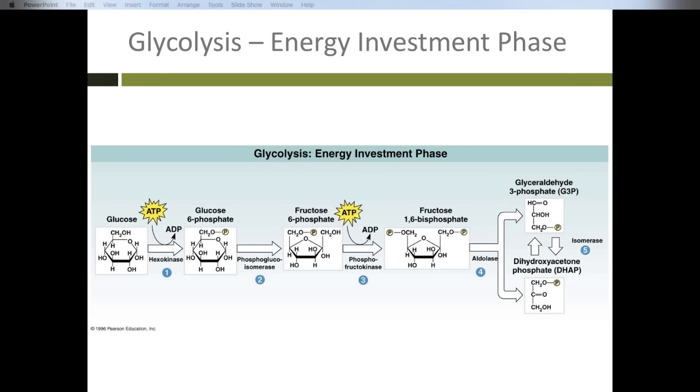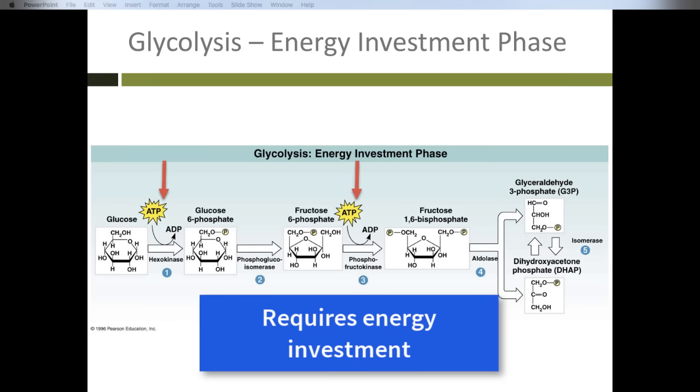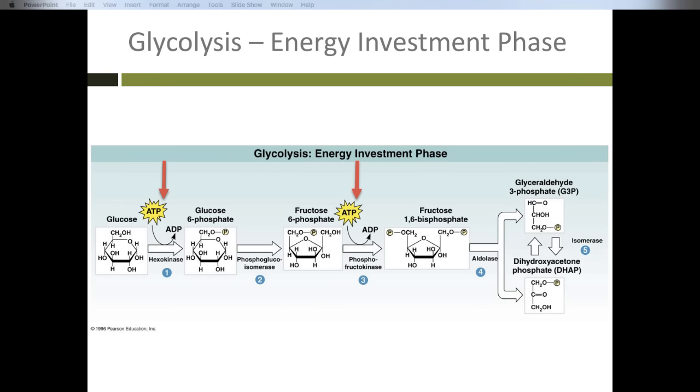You are seeing the first phase here, the energy investment phase. This has 5 steps to it. Keep track of the carbon molecules during this discussion. First thing that happens, glucose enters cytosol and is phosphorylated twice, here and here. The resulting molecule can be split into 2 3-carbon molecules.